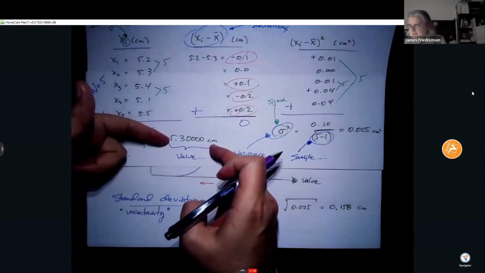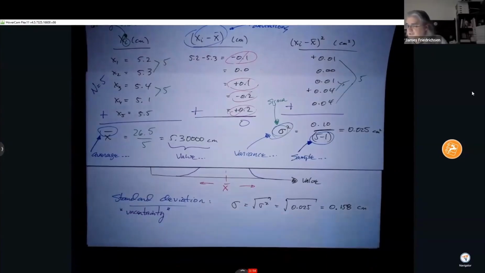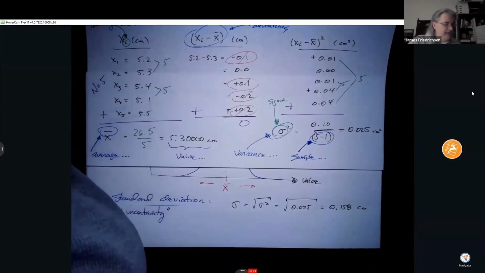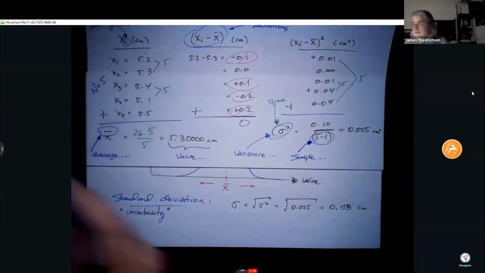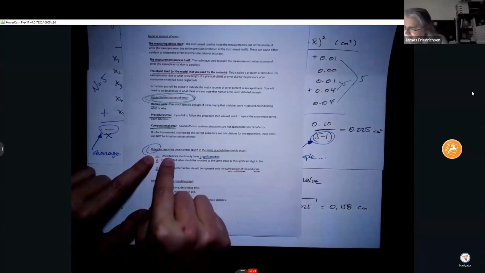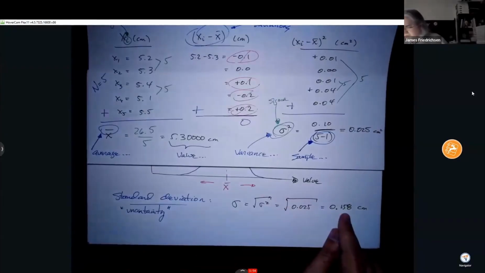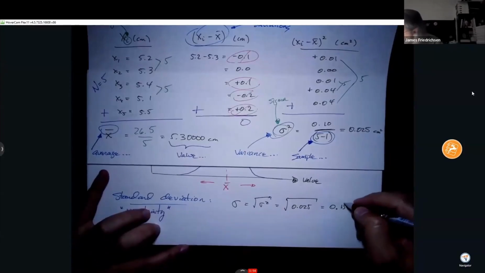So we have our value for the repeated measurements, and we have our uncertainty for the repeated measurements. And so then we're going to apply the rules, and they go in order. If I can find my sheet, there we go. Found it. So the rules for our uncertainty are that the uncertainty should only have one significant digit. So we're going to take this value, the standard deviation, which is going to act as our uncertainty, and we're going to round it to one significant digit.